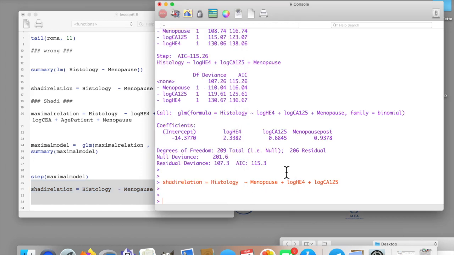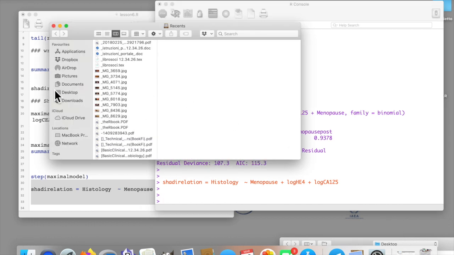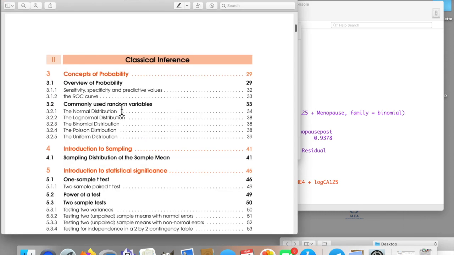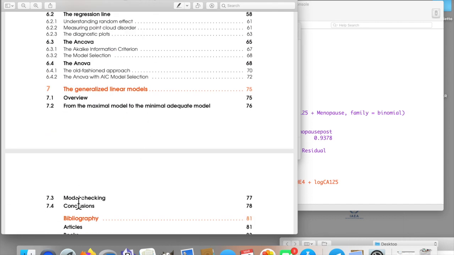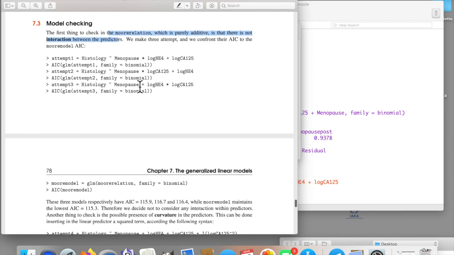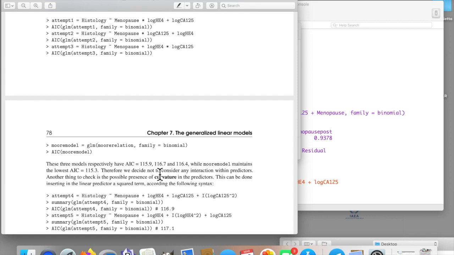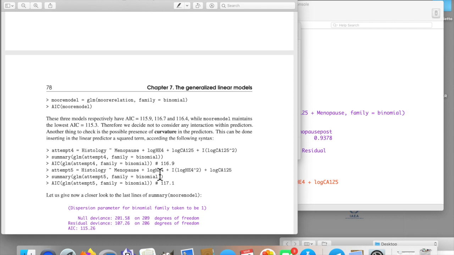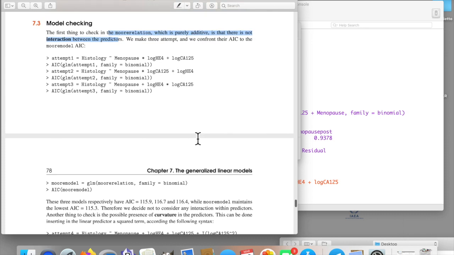Well, Moore, as properly indicated in the book, let's go here, in section 7.3. I'm checking. And the relation is purely additive. There is no interaction between the predictors. In the paper, they consider the possible interaction, and they provide two different relations, one for the premenopausal status, one for the postmenopausal status.